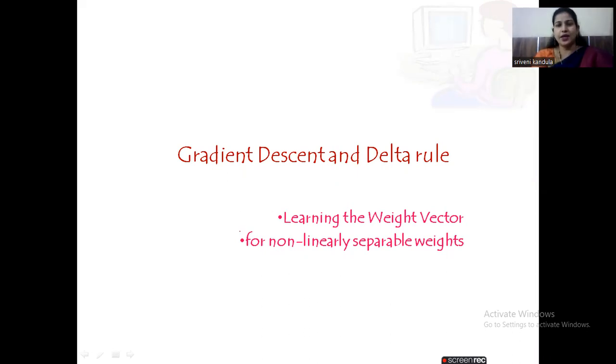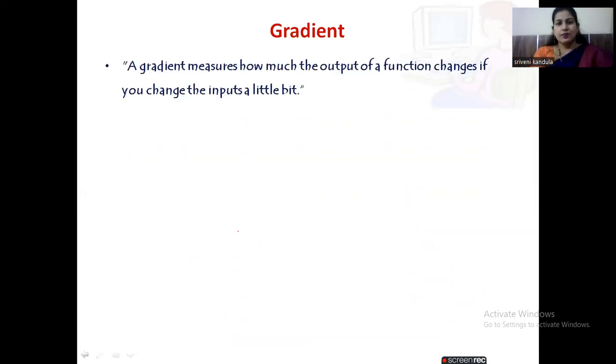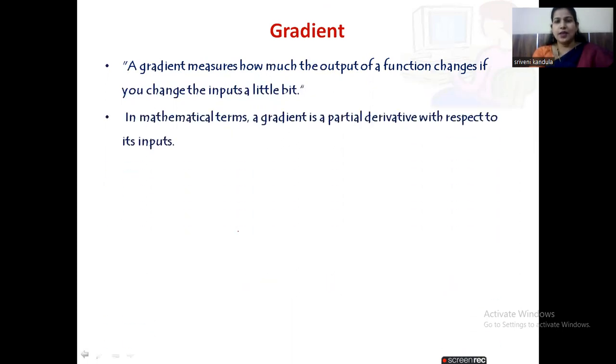Before getting into gradient descent, let us understand what is meant by a gradient first. A gradient is a measure of how much the output of a function changes if you change the inputs a little bit. For example, if you are applying brakes on a vehicle, that is the input that you are giving to your vehicle. When you apply brakes, by how much will your speed vary? That is the change in your output function, and that is measured by the gradient. In mathematics, a gradient is a partial derivative with respect to its inputs.